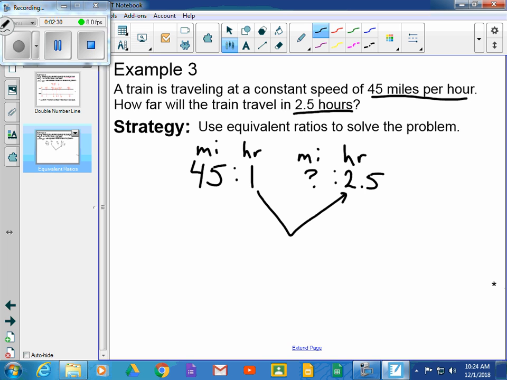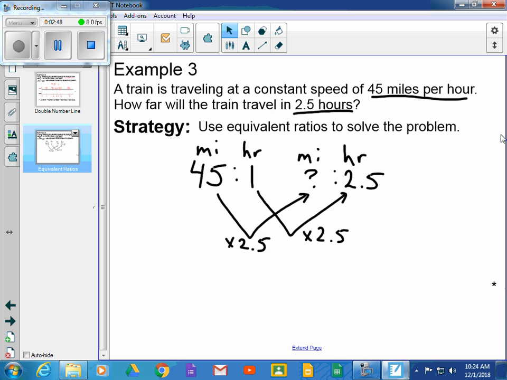To go from 1 hour to 2.5 hours, I need to multiply by 2.5. So I need to do the same thing to the 45 and multiply it by 2.5. And when I do that, I get 112.5 again.